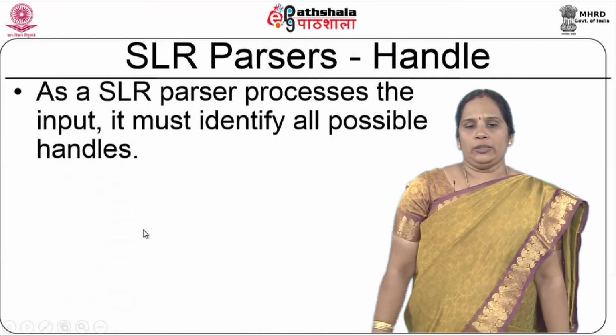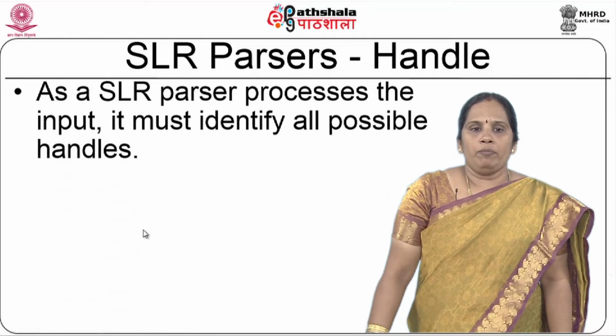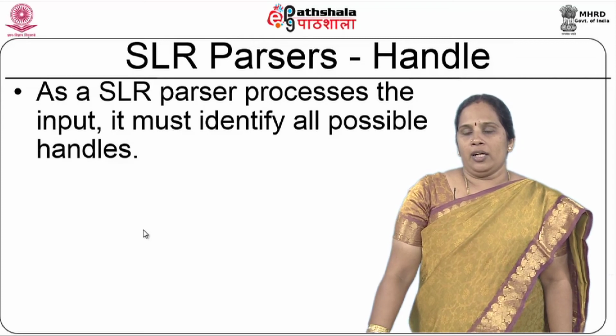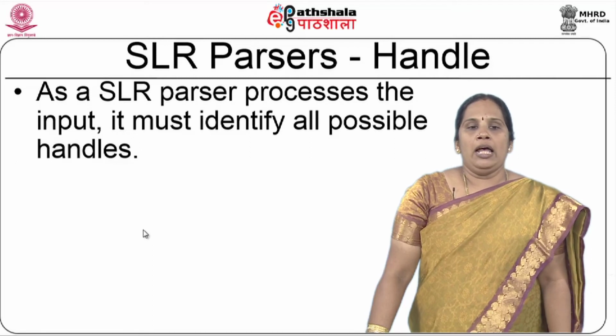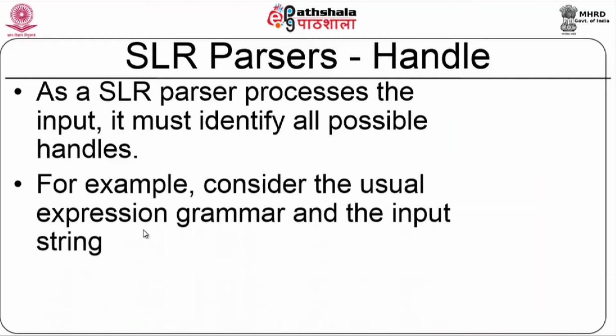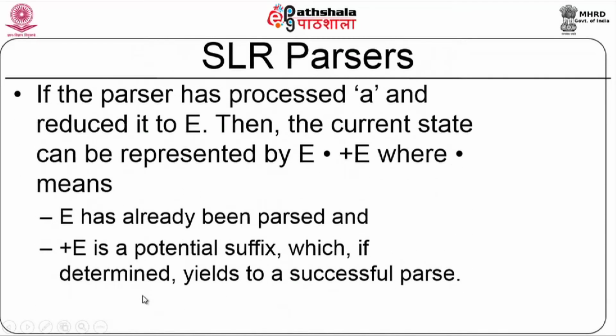Now, SLR parsers is what we are going to start this module with, and we have already seen what a handle is. A handle is a substring of a string that matches the RHS of a given production at a particular point of time. As an SLR parser processes the input, it must identify all possible handles. So, for example, consider the usual expression grammar and the input string A plus B. Now, if the parser has processed A and reduced it to E, then the current state can be represented typically here as E dot plus E. So, this is how you represent a particular state.